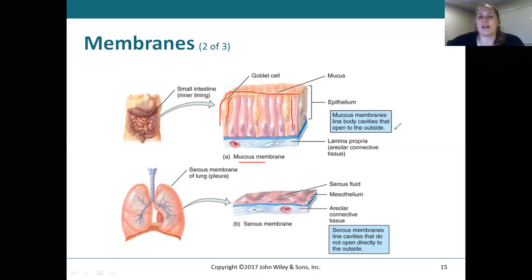These are going to line body cavities that are open to the outside of the world, so anything that has that exposure. Mucous membranes are great because they allow for lubrication of the surface. They allow for enzymes to break down anything that gets ingested. Let's say you have a bacterial cell, there might be an enzyme that breaks it down, but it also allows a good way for your immune system cells to get into those areas as well.